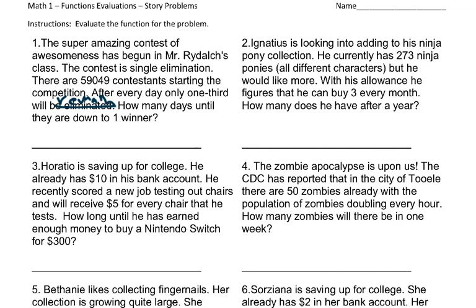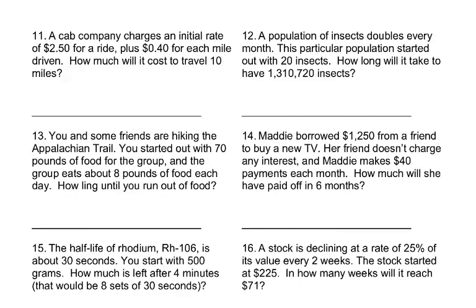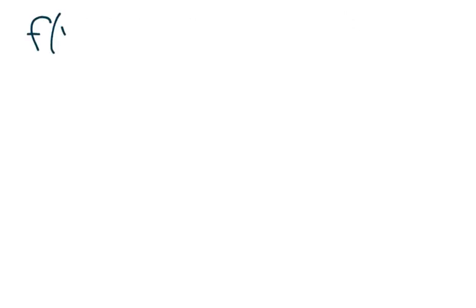Okay, so first thing we need to do is figure out what our function is going to be. So we go f of x, or we could use a different letter. So we start with 59,049 contestants, and only 1/3 remain. So we're going to times by 1/3 to the x. Okay, there's our function. So let's go over here and rewrite that.